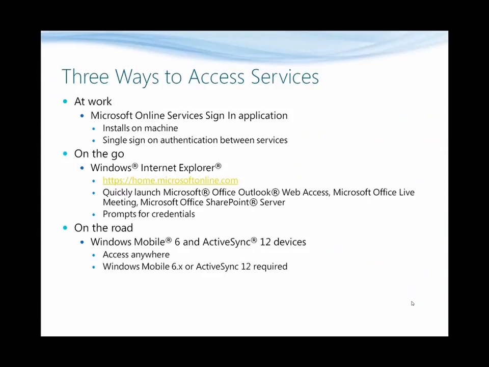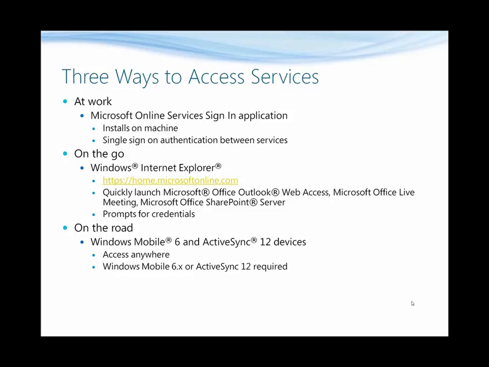For client interactivity, there are three ways to access the online services. At work, you can use the Microsoft Online Services sign-in application, which makes it easy to access the services by providing one-click launching, authentication, Office application configuration, and password management features. The application is installed on the client computer and auto-configures Microsoft Office applications for use with the services. Deploying and supporting the sign-in application will be one of the most common IT tasks associated with the services.